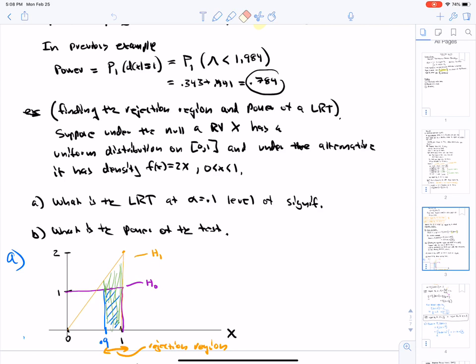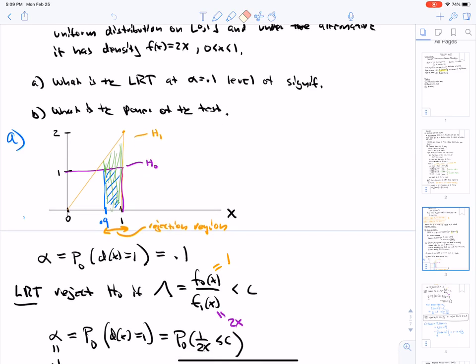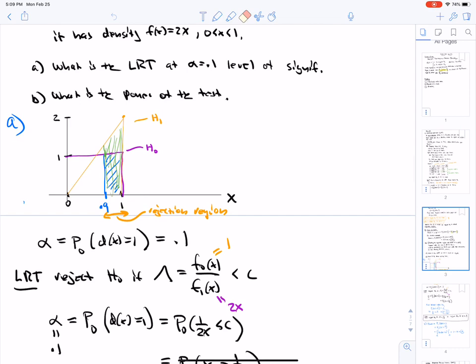and the power of a LRT. So suppose under the null, a random variable x has a uniform distribution on 0, 1, and under the alternative, it has density 2x. So what is the likelihood ratio test at alpha equals 0.1 level of significance, and what's the power of the test? It's helpful to make a picture of the null and the alternative hypothesis as a function of x, since we know what those are.